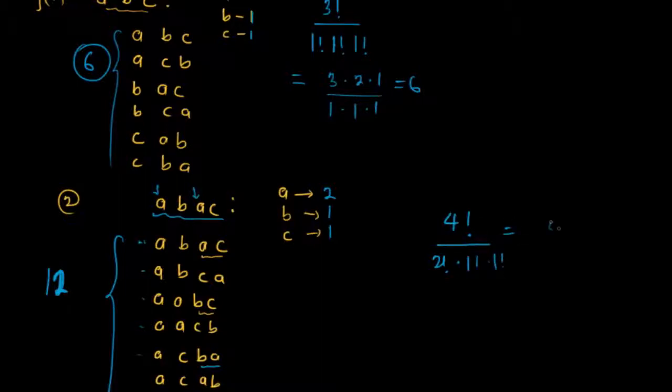And then this is going to give you 4 times 3 times 2 times 1 divided by 2 times 1 times 1. So this is 24 divided by 2, and then you have 12. So we still observe that we obtained the same answer in doing this.